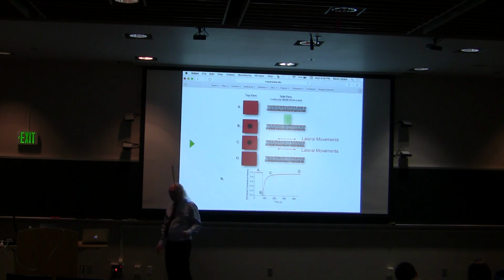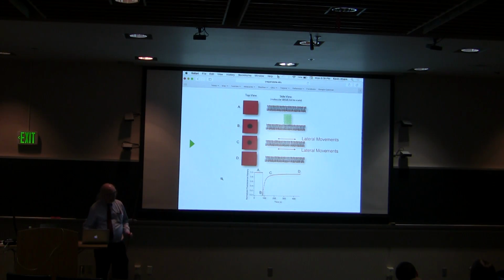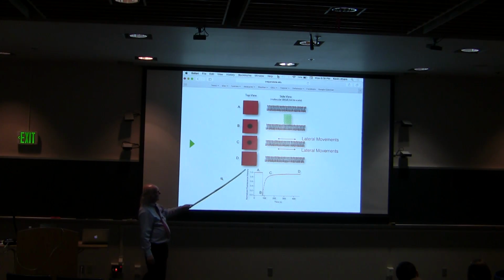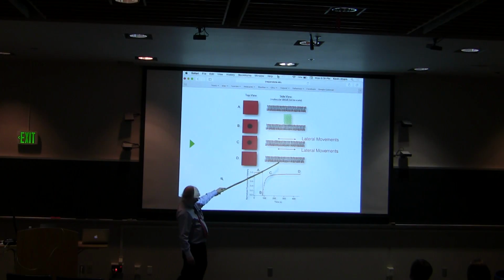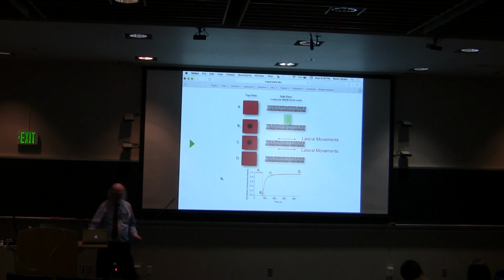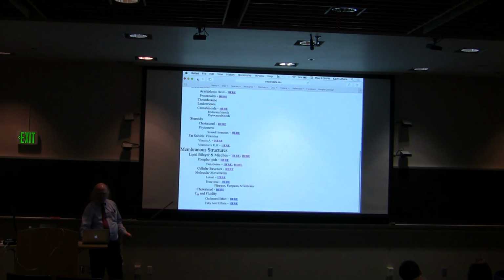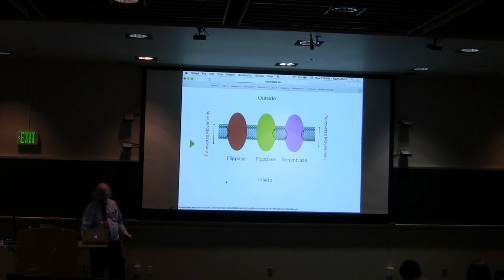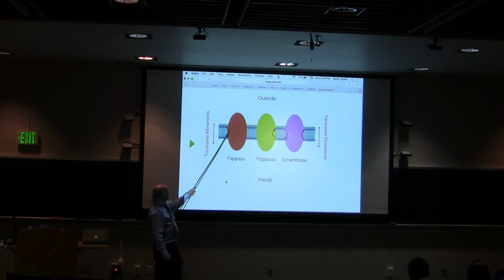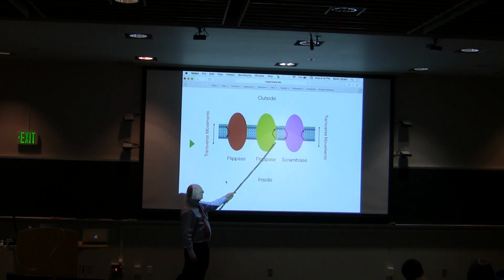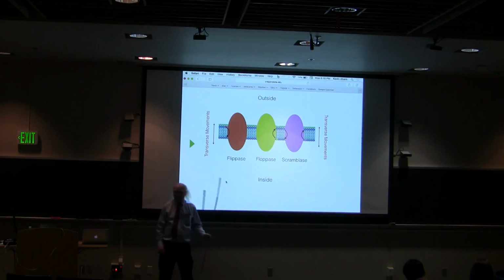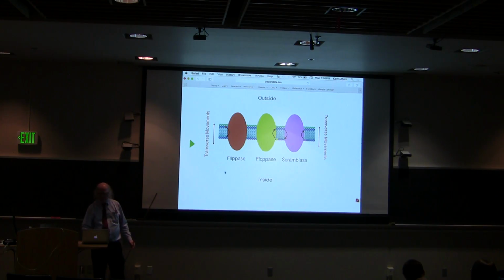And that's because that transverse movement is not favorable at all. Just like movement of other molecules across the lipid bilayer is not favorable, so too is movement of this up to here not favorable. So that transverse movement requires enzymes, and enzymes involved in that are called flippases, as you can see here, floppases here, and scramblases as shown there.